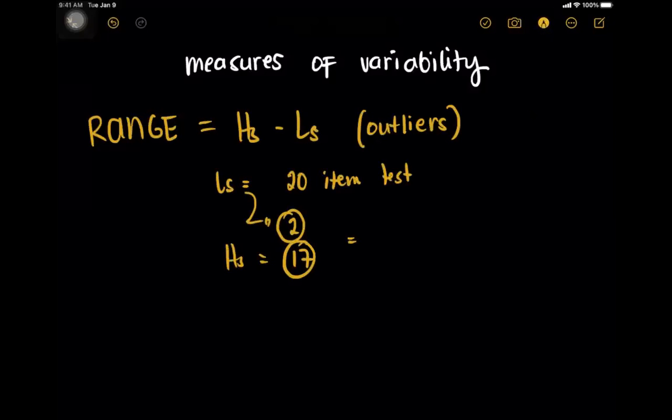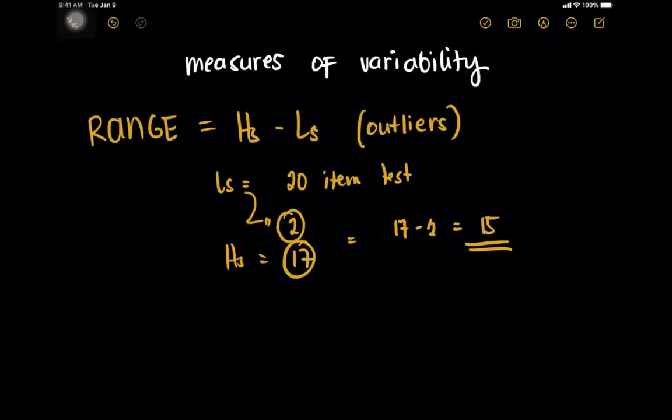So technically our range is 17 minus 2, it's 15, right? Okay, so our range is 15. So that's quite a lot. Now, for 15, we could say that the range is very spread out, but it might be influenced by an outlier. And what do we mean by this?